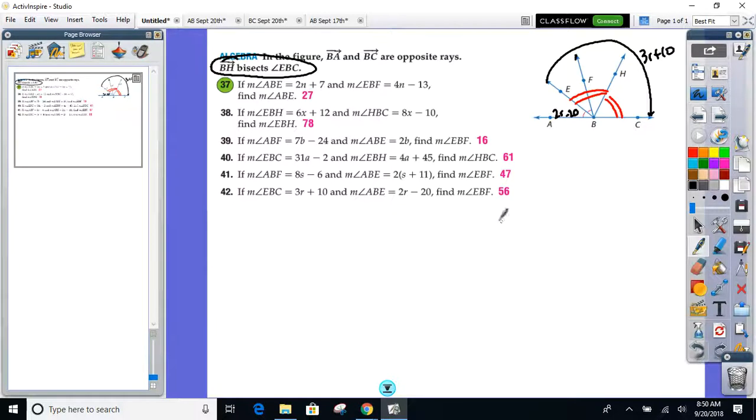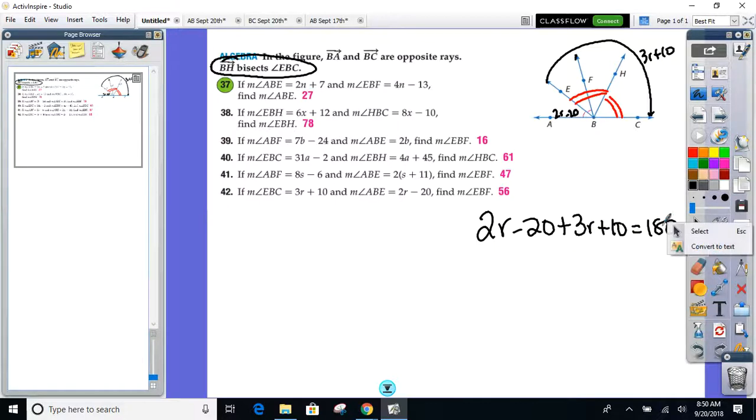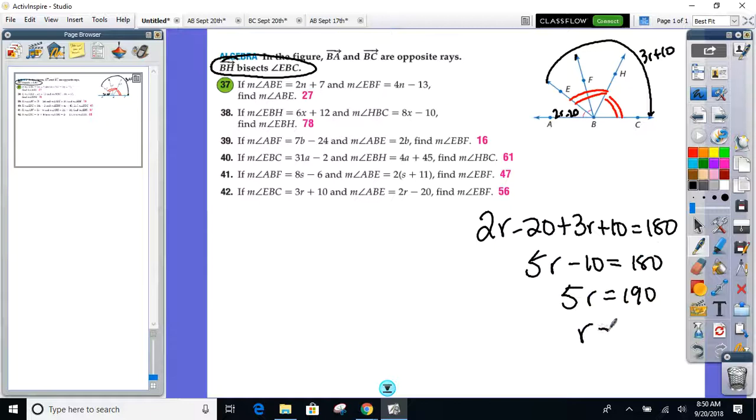2r minus 20 plus 3r plus 10 equals 180. I'm going to solve for r. 5r minus 10 equals 180. 5r equals 190. R equals 38. Now it's looking for EBF. Any thoughts on how I could find EBF? Because they didn't give me anything to plug in an expression for it. Any thoughts how I can use the 38 to solve for this angle right here, EBF? Because they didn't give me something with an r in it that I can simply plug in.